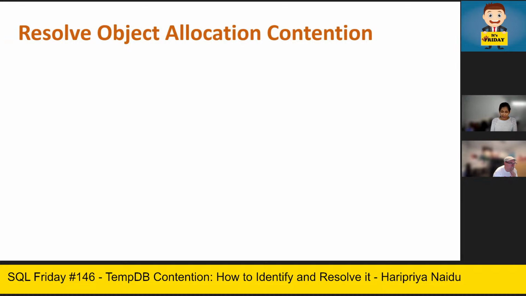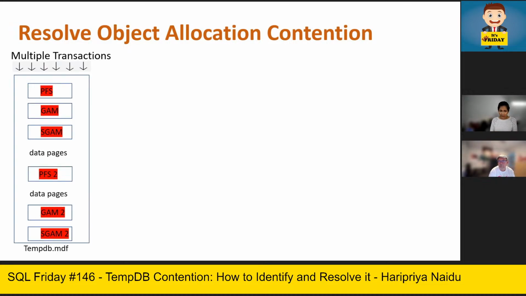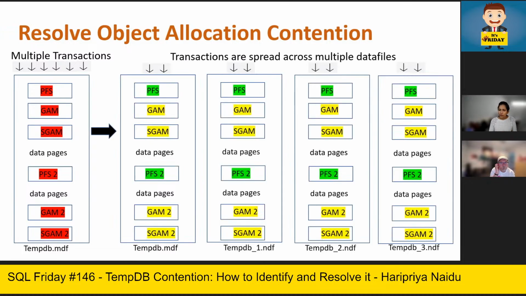And how do we resolve this? So now we know how this occurs and how to identify it. Let's see how to resolve this. Bringing this picture back, where you have multiple transactions trying to acquire a latch on one data file causing contention. Imagine we have 4 data files. So now you have 4 sets of PFS, GAM, and SGAM pages. Now the transactions are all spread across those data files, and that reduces contention.